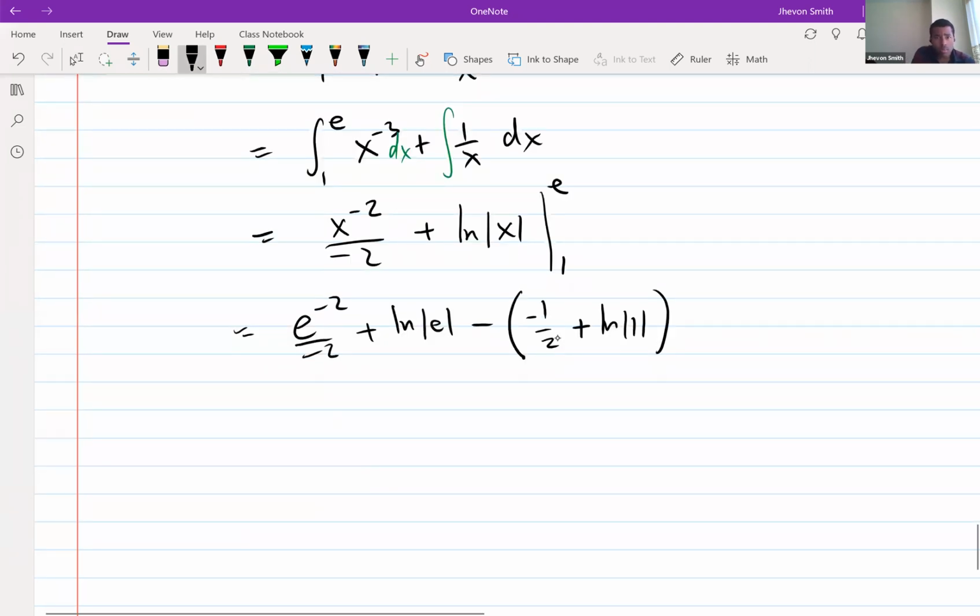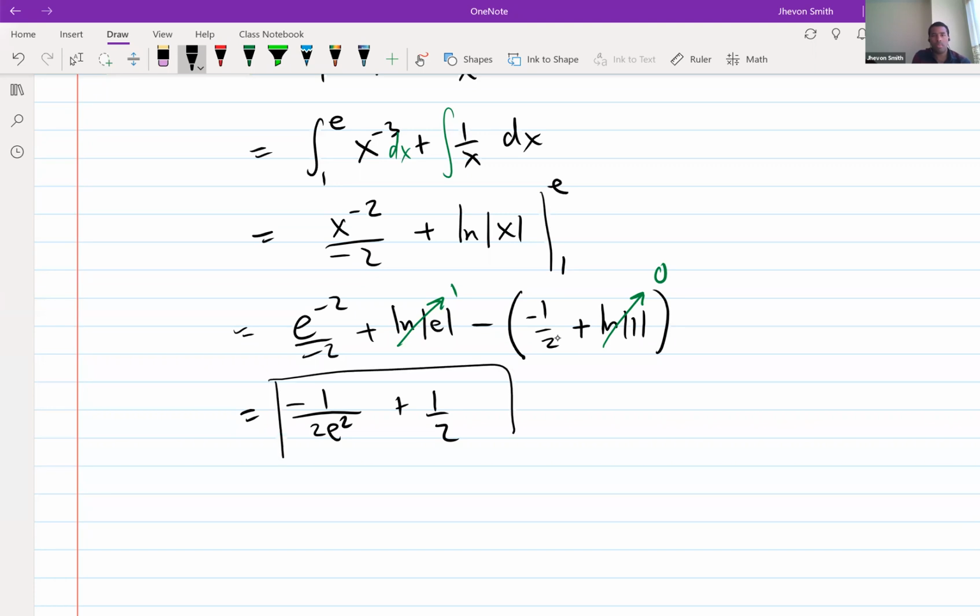These you should know. What's ln of e? 1. ln of e is 1. What's ln of 1? 0. So then this just becomes minus 1 over 2e squared, and then plus a half. So that's fine. So that's that one.